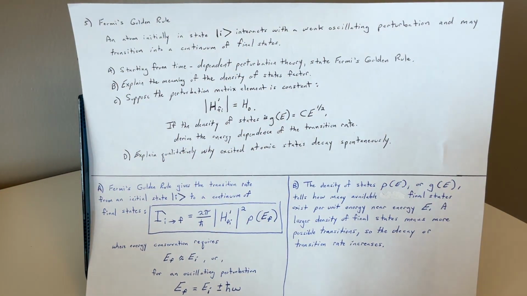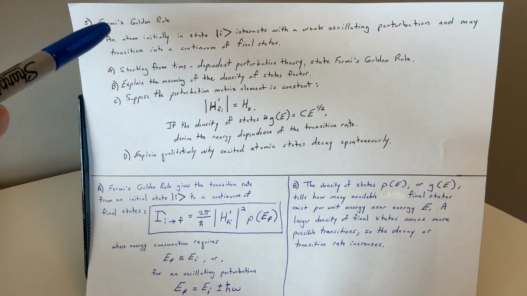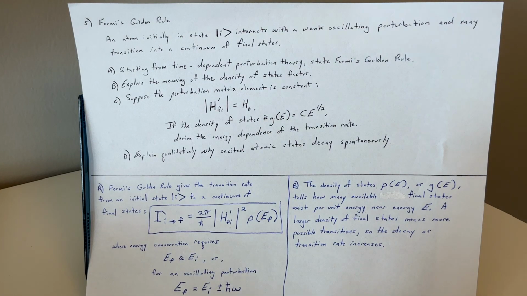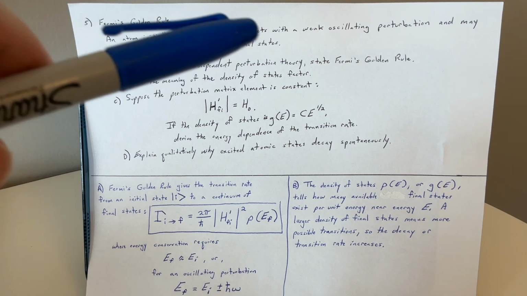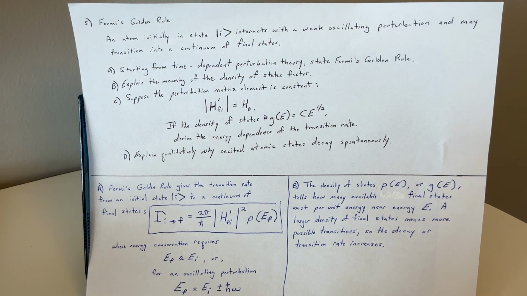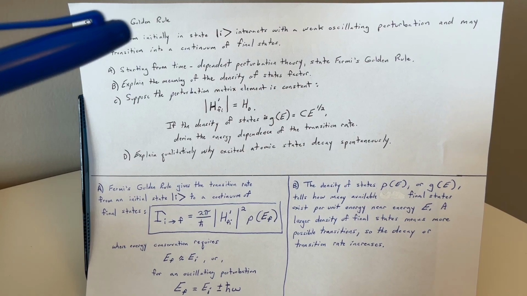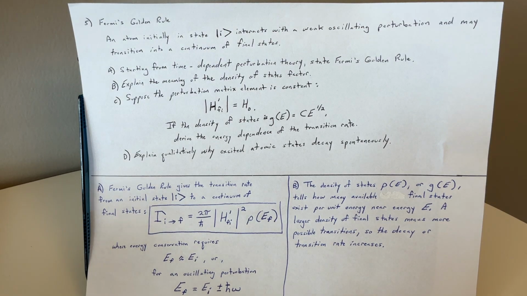Okay, so number 5, Fermi's golden rule. An atom initially in the initial state interacts with a weak oscillating perturbation and may transition into a continuum of final states. So this is ket i, the initial quantum state. Part A, starting from time-dependent perturbation theory, state Fermi's golden rule. So this is a textbook type question.